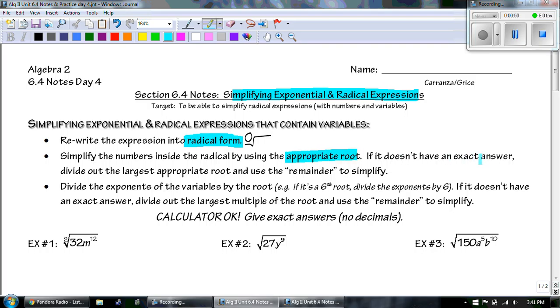If it doesn't have an exact answer, we have to divide out the largest appropriate root and use the remainder to simplify. I know it sounds like Chinese, guys, but trust me, we've done it before. It's not too bad. And then the last thing we have to do is to divide the exponents, okay? And once again, if it doesn't have an exact answer, we divide out the largest multiple and use the remainder to simplify, okay? Calculators are okay here, but we want to give exact answers and no decimals.